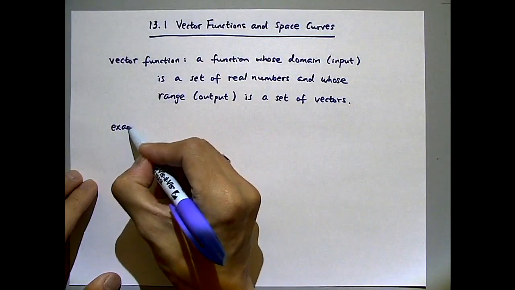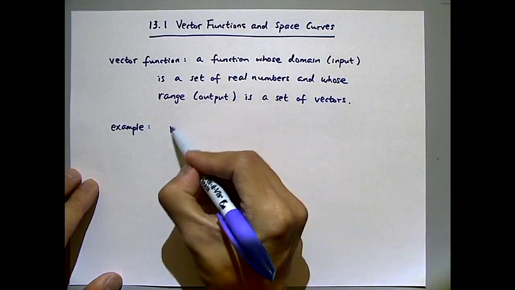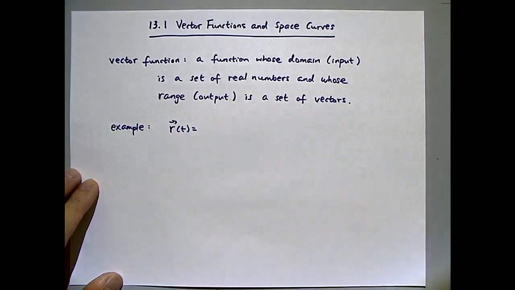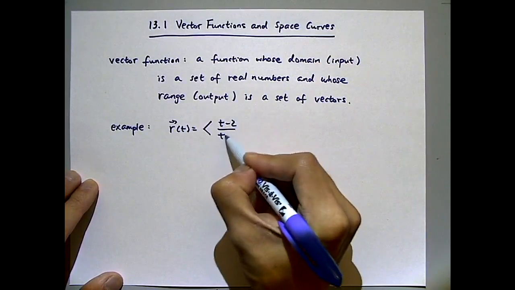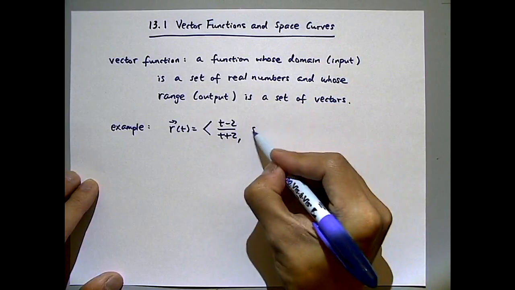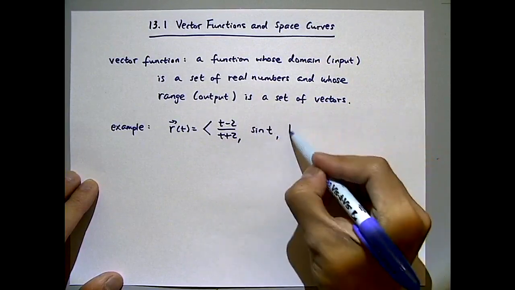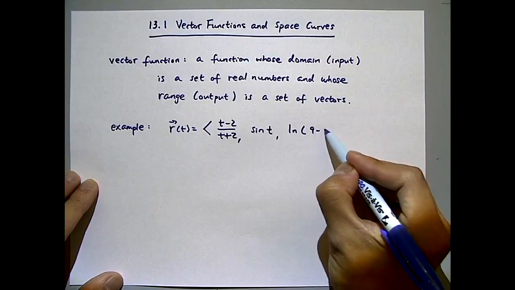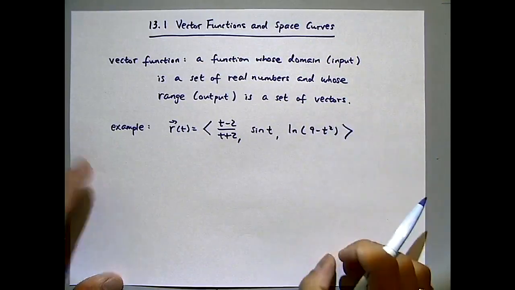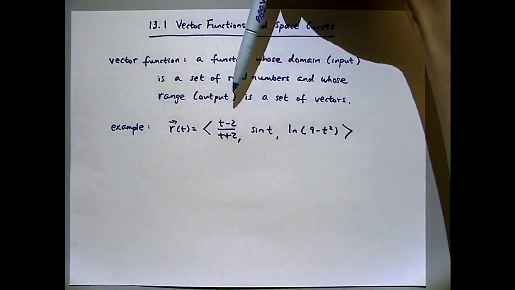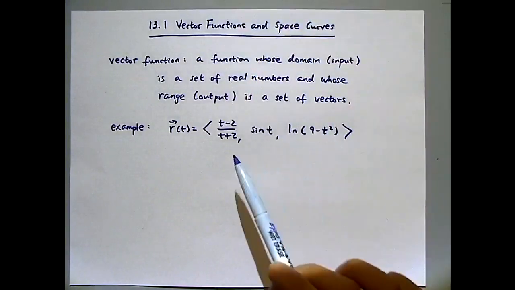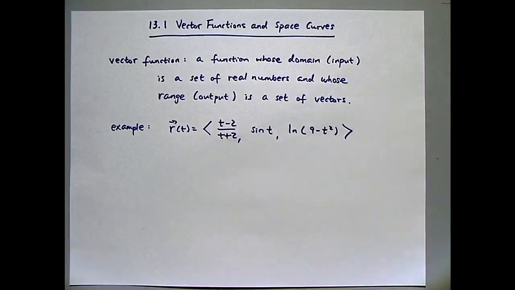Here's an example. R is a function of t, and it's a vector. The x component is t minus 2 over t plus 2. Y component is sine of t. And the z component is the natural log of 9 minus t squared. Okay, so you see t is the number you put into the function. You decide what t is. And for each t that's allowed to go into the function, you get an x component, a y component, a z component, and that gives you one vector.